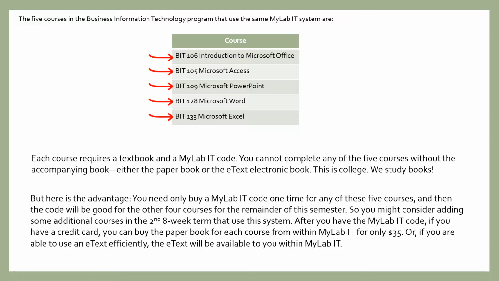But here's the advantage. You need only buy a MyLab IT code one time for any of these 5 courses, and then the code will be good for the other 4 courses for the remainder of this semester. So you might consider adding some additional courses in the second 8-week term that use this system. After you have the MyLab IT code, if you have a credit card, you can buy the paper book for each course from within MyLab IT for only $35. But if you are able to use an e-text efficiently, the e-text will be available to you within MyLab IT.